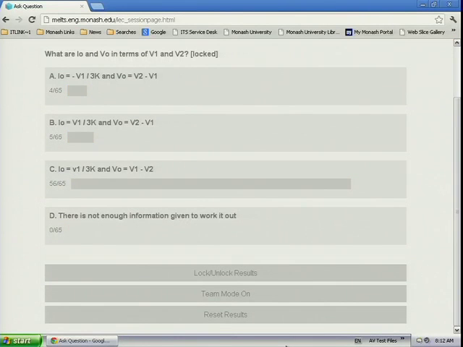What did we get? Well, a lot of 65, that's good. They think I0 is V1 on 3K and V0 is V1 minus V2. And the other ones were kind of variations, but with just slight sign changes. So let's go back and have a look.